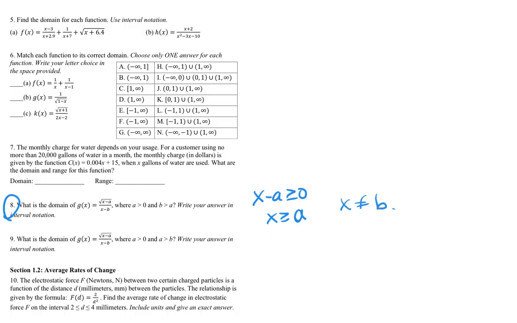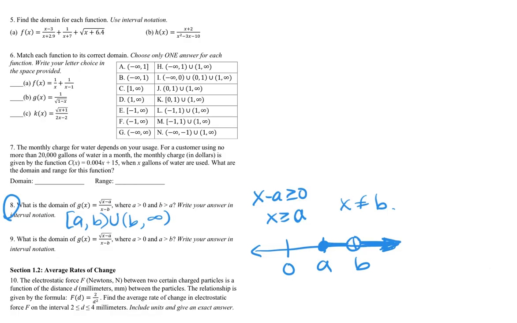So to figure out what this is on a number line, I think we need to write down, we know that a is greater than 0, so we can write 0, we can write a, and we also know that b is greater than a, so we can write b here. So x needs to be greater than or equal to a, so we can shade to the right, but we also need to throw out b. And so we can say that the domain would be including a up to b, leaving b out, and going from b to infinity. Okay.